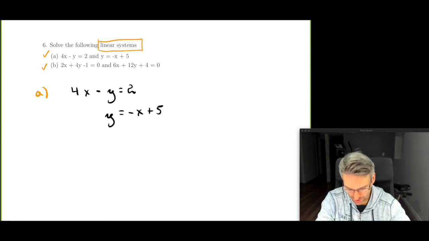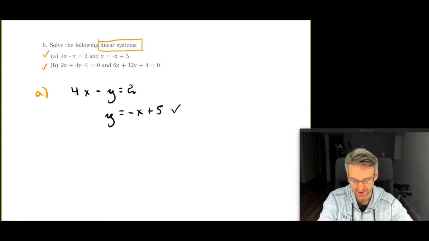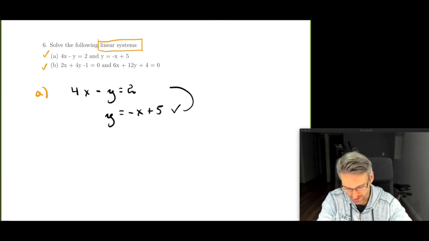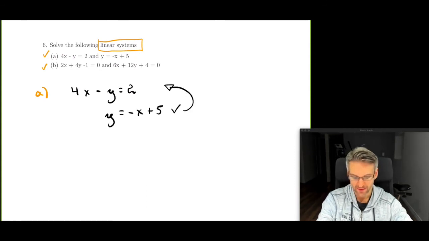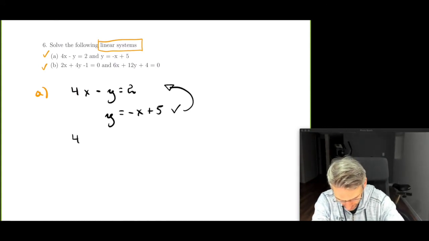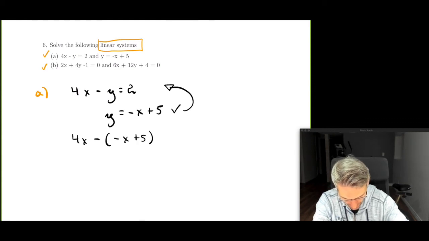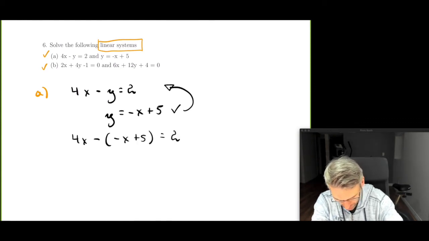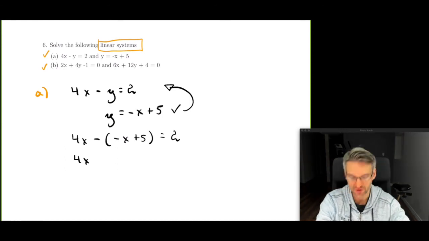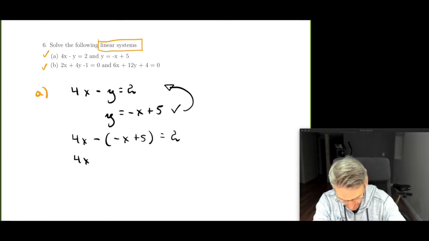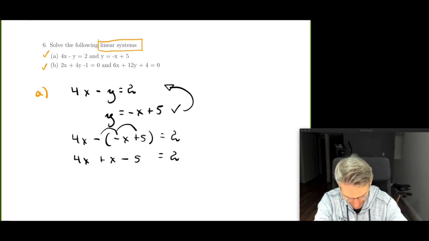So what I like to do is, since I right away see that I have y is equal to negative x plus 5, I'm going to substitute this back into this line, and then I'm going to solve for my x. So let's see what happens. I have 4x minus, now substitution, negative x plus 5 equals 2. Let me get rid of the bracket there. So I'm going to distribute the negative. This negative is going to get distributed across. So this is what I have.